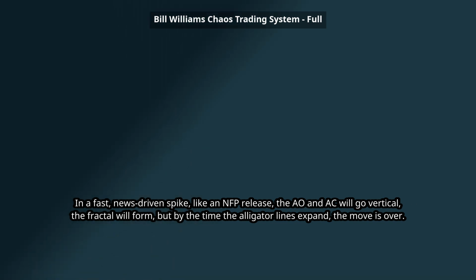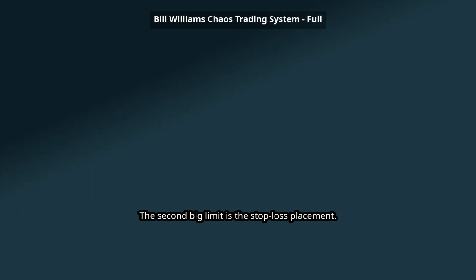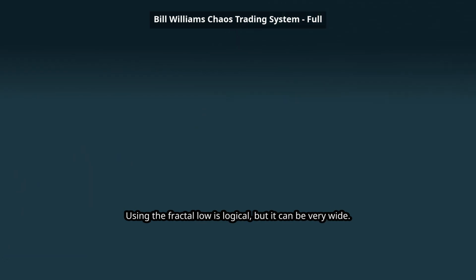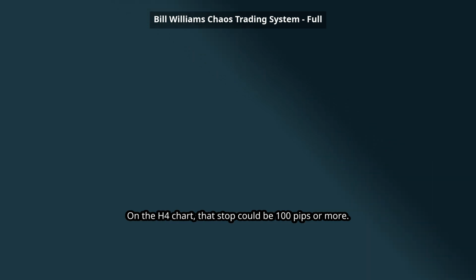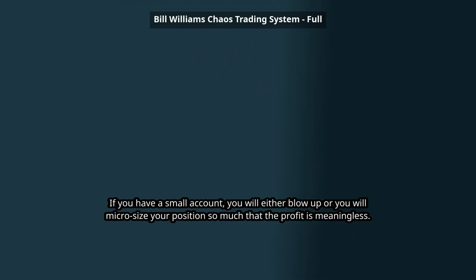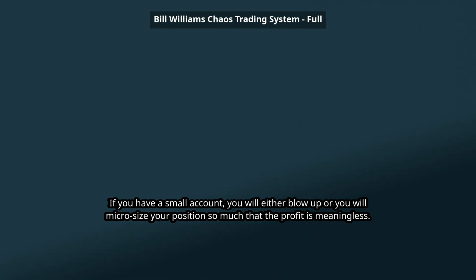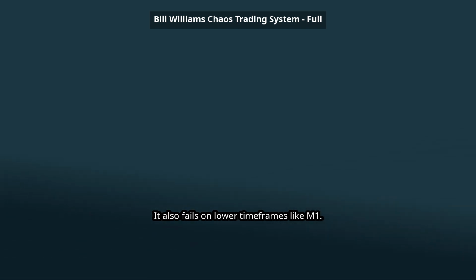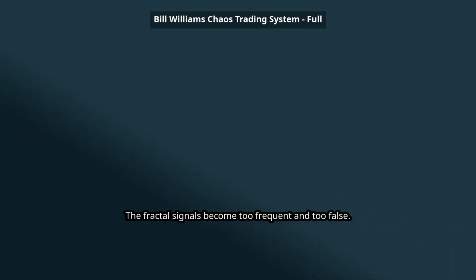The second big limit is the stop-loss placement. Using the fractal low is logical, but it can be very wide. On the H4 chart, that stop could be 100 pips or more. If you have a small account, you will either blow up or you will microsize your position so much that the profit is meaningless. It also fails on lower time frames like M1. The fractal signals become too frequent and too false.